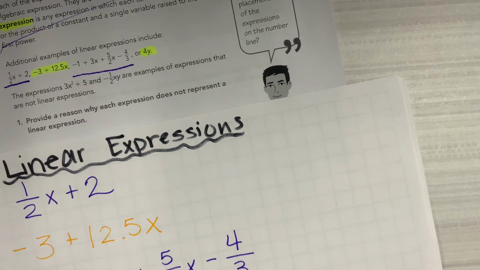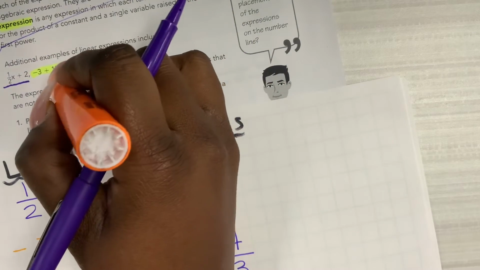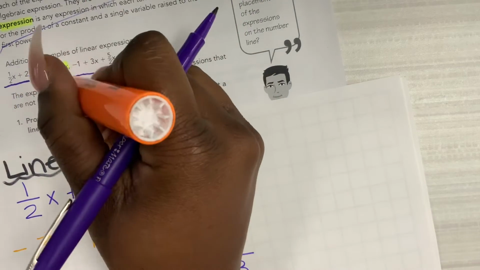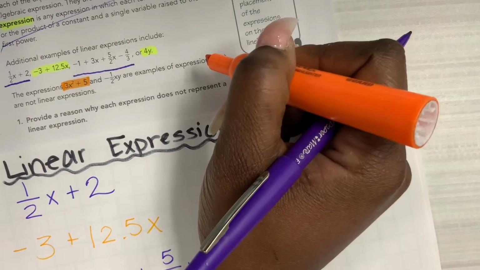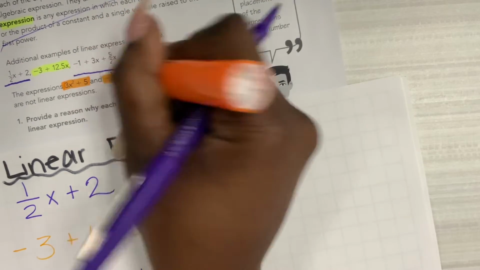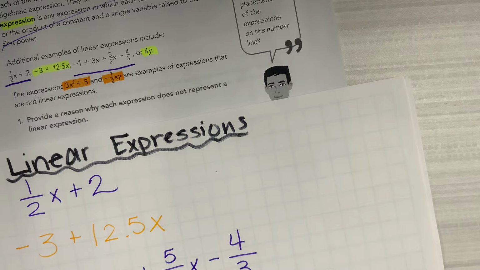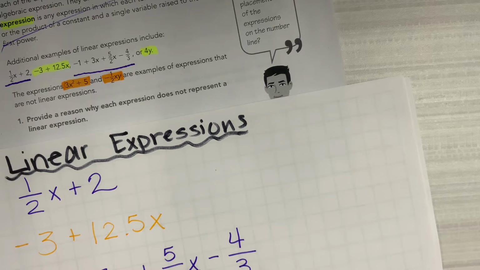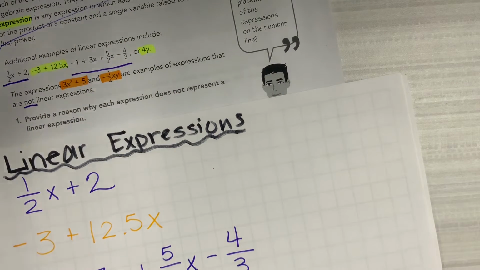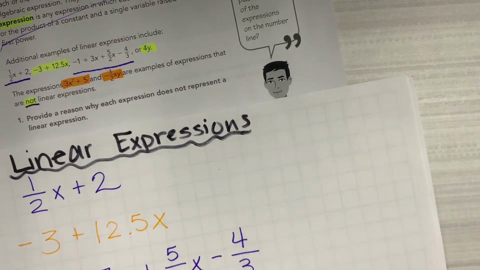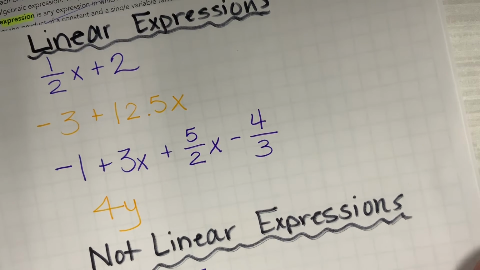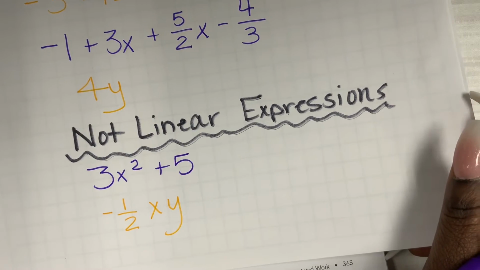Now, they also gave us some other expressions. Notice they named them expressions. They didn't say algebraic, they just said expressions. So these expressions, 3x squared plus 5, or 3x to the second power plus 5, and -1/2 y times x. These are examples of expressions that are not linear. So I just rewrote mine if you want to. These were the linear examples that they gave us. These are the non-linear examples that they gave us.